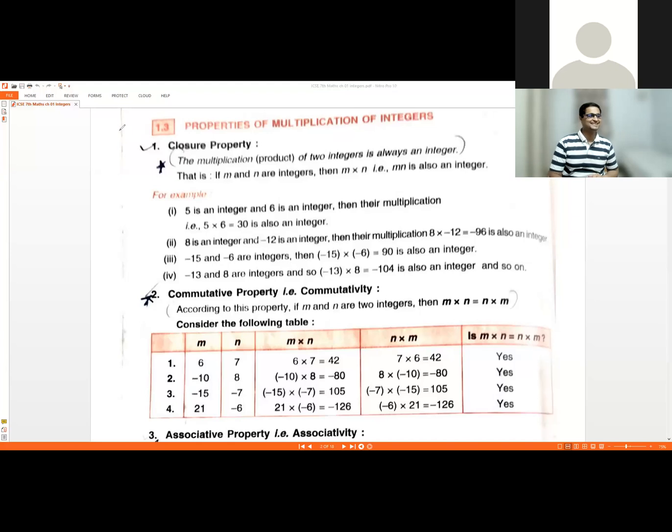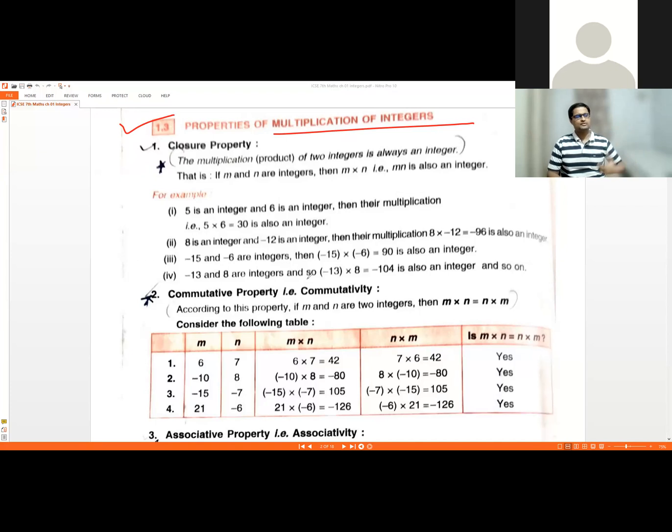Yes, sir. Okay. Now let us see properties of multiplication of integers. These properties are also applicable in terms of fractions. So if you pay good attention and get all these properties correct in this chapter, those will be carried forward in the chapters called fractions, maybe in the next unit.